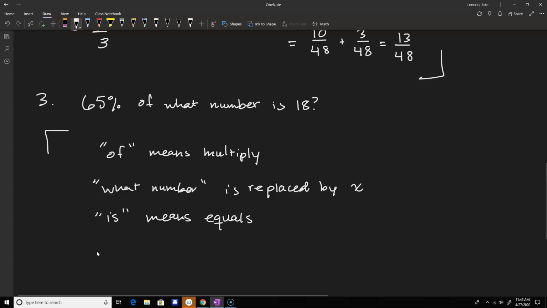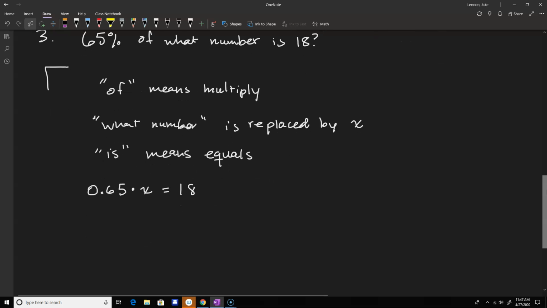The one thing you want to do is, instead of using 65%, turn that into a decimal. So we do 0.65 times x equals 18. So once you've got that set up, it's really easy to solve. We just divide by 0.65 on both sides, and we get our answer.